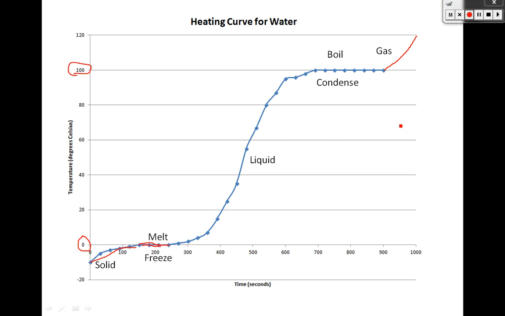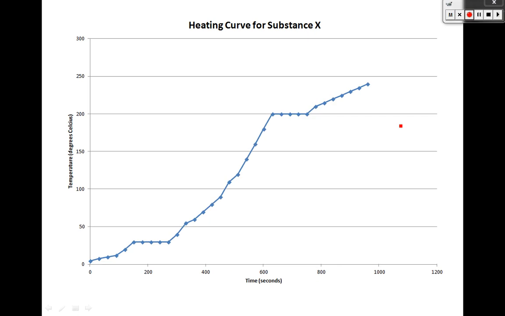All right, so let's now look at a different heating curve. This is a heating curve for a mystery substance. We're going to call it substance X for right now. And you can see it's got a couple of the same features as the water, but there's also a couple of different features. So what I want you to do is use this graph to determine the melting point, the boiling point, the freezing point, and the condensation point of this substance.